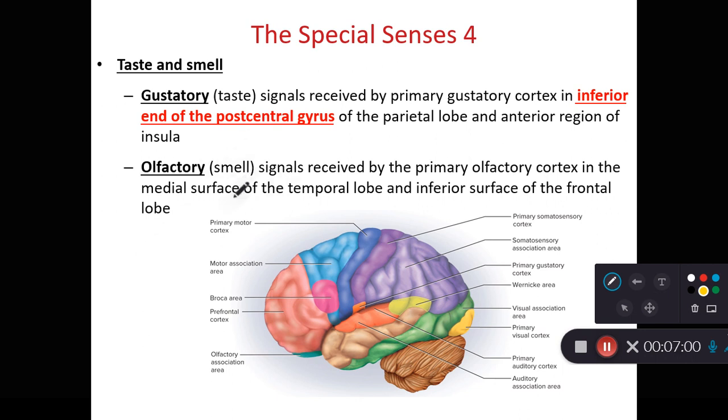And this sense of smell is going to be processed by the primary olfactory cortex. So we have our primary olfactory cortex at the medial surface of the temporal lobe. This temporal lobe, for those of you who don't remember, is associated with the temporal bone. And that primary olfactory cortex is going to be at that medial end.